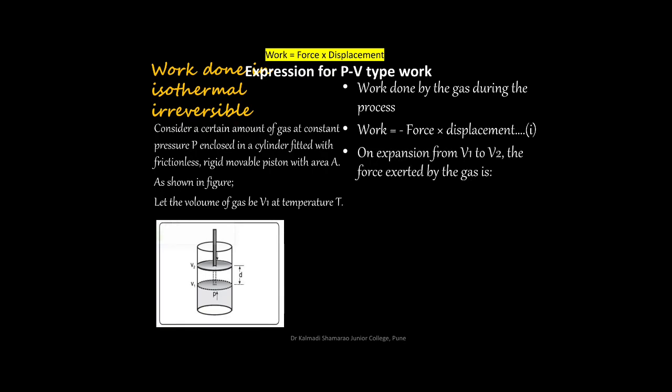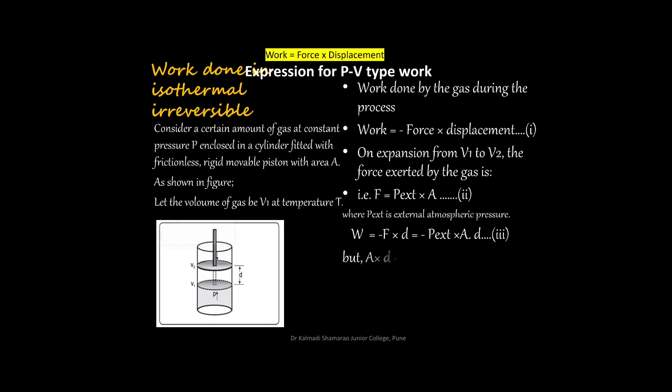Hence, for this process, work done by the gas can be given as work is equal to minus F into D. On expansion from V1 to V2, the force exerted by the gas is F is equal to P external into A. Let this be equation number 2, where P external is the external atmospheric pressure. As we know that work is equal to F into D, here we can substitute F as P external into A. So we will get work is equal to minus P external into A into D. Let this be equation number 3.